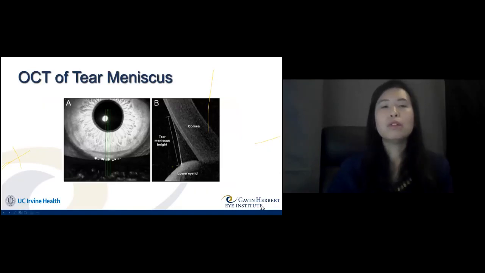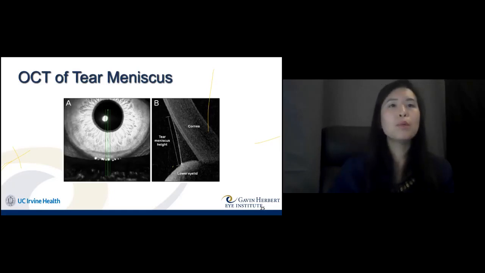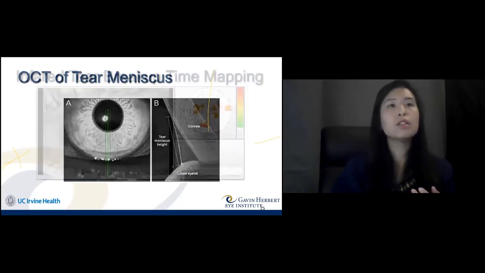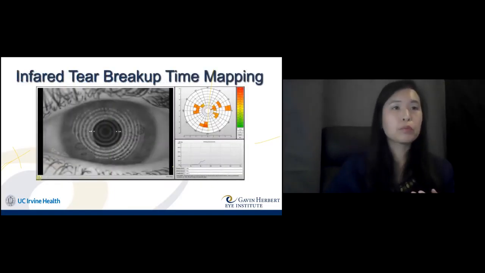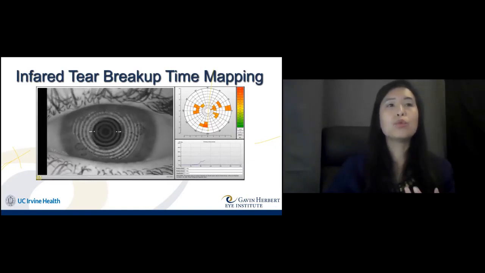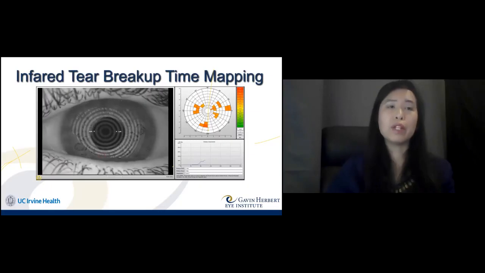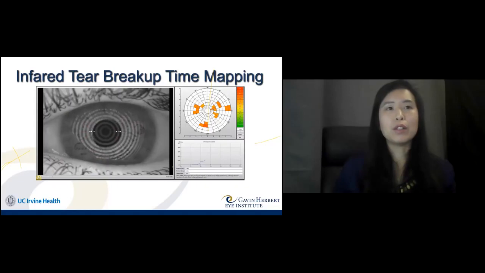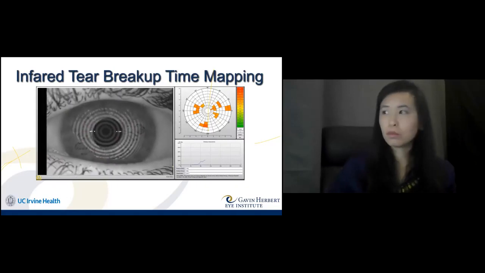Now, there's special high-tech ways to look at this if we want to, but usually we reserve this kind of thing for research purposes, where we can use these imaging techniques to very accurately measure how high the tear meniscus is, or we can use infrared imaging to create a map of not just when the tears break up, but where they break up. But that's not really necessary to make the diagnosis of dry eye.